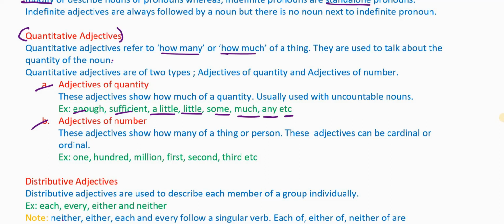For example, there has been enough rain, there has been sufficient rain, or there has been a little rain. Rain is a noun which is not countable. Hence you use adjectives of quantity to show the quantity of a noun. How much did it rain? There has been enough rain, or there has been little rain, etc.